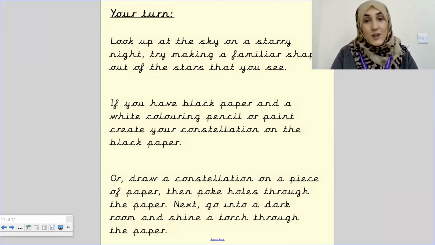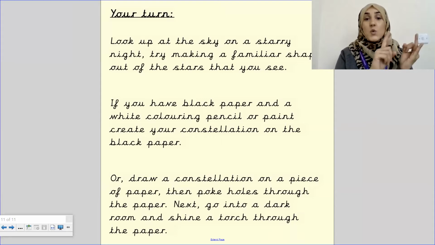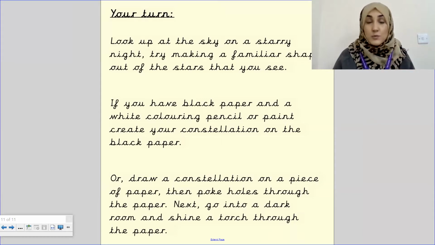Please upload a picture of whatever you would like to do. So either look up at the stars in the sky, or if you've got black paper, it doesn't even have to be black paper. You could even do it on a normal piece of paper. It doesn't matter. Or draw a constellation and make sure you try the last one. I think that's going to be really cool.